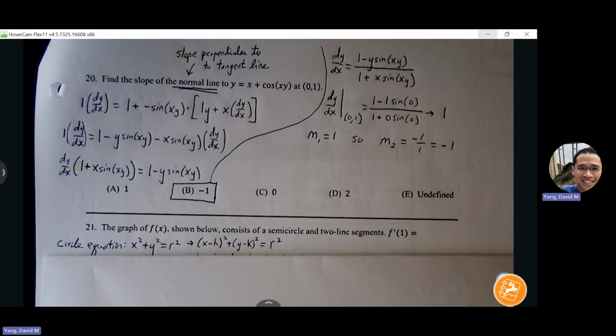Number 21, it's asking for the slope of a point that sits on the semicircle. So it'll help if we can build the equation of a circle. So circle equation is (x minus h) squared plus (y minus k) squared equals r squared. Your h and k is the center of your circle, r is your radius. So if you can build your circle equation, then you can find the derivative, and then from the derivative, you can plug in 1 to get the slope, and then you can figure out the slope of that point that sits on the semicircle.